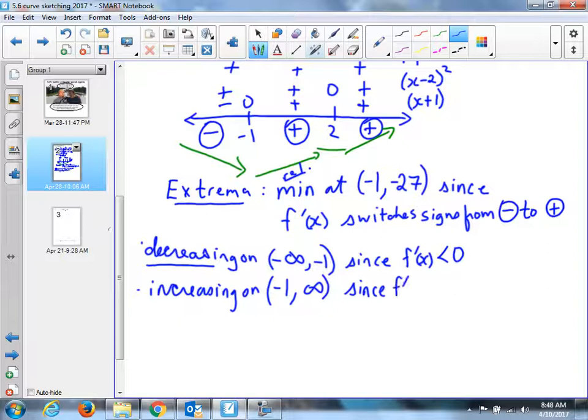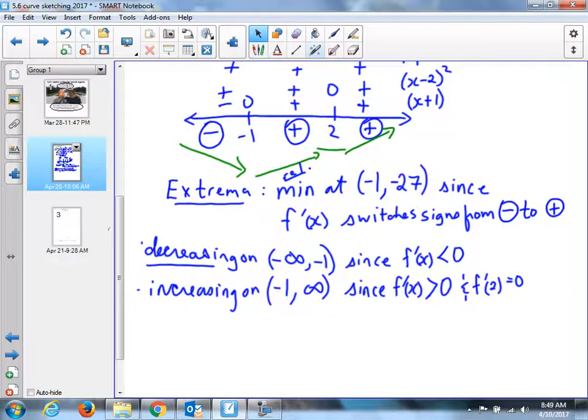Since f prime of x is greater than 0, and I would never ding you if you missed this. It's supposed to be a greater than sign. Greater than 0. F prime of 2 is equal to 0. Within that range, it's only equal to 0 at one point, a countable number of times, right? Okay, so as long as it's a finite number of times.